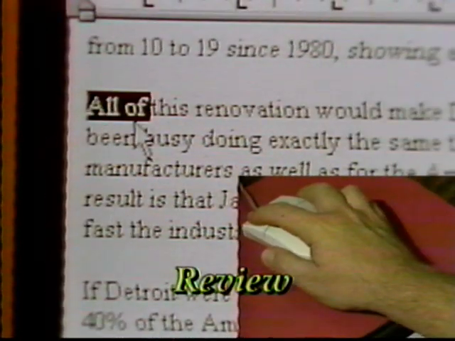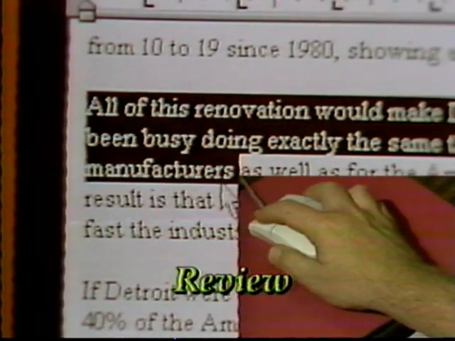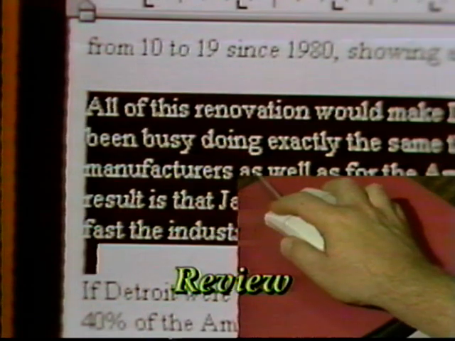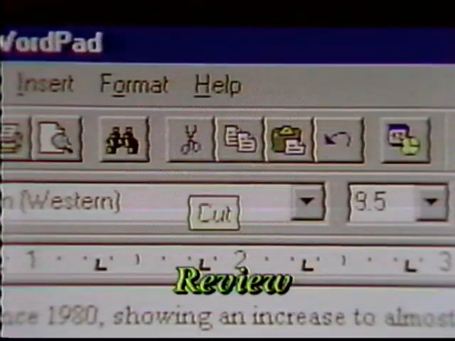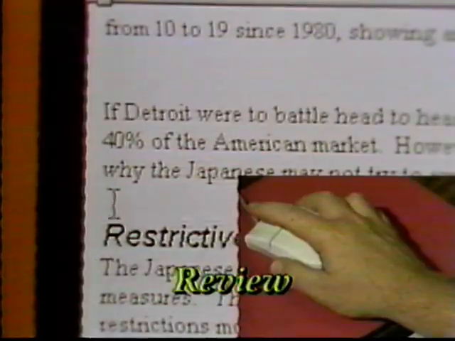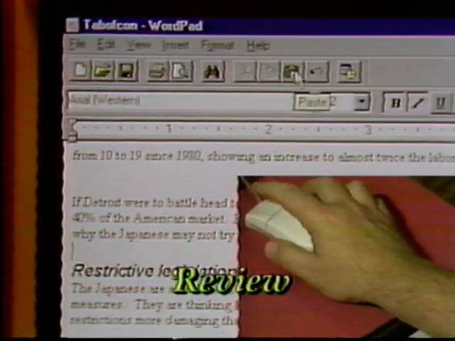To review using Cut, Copy, and Paste, first click and drag the mouse to highlight the text you want. Click on the Cut button or the Copy button. Place the cursor, then click on the Paste button.